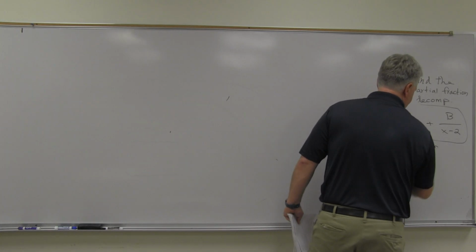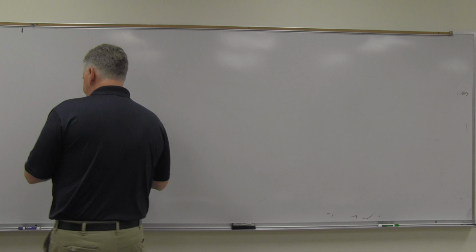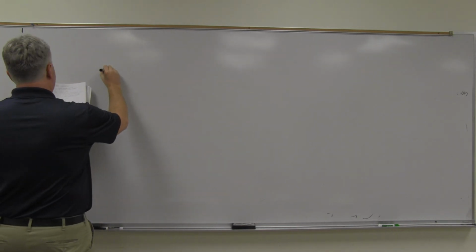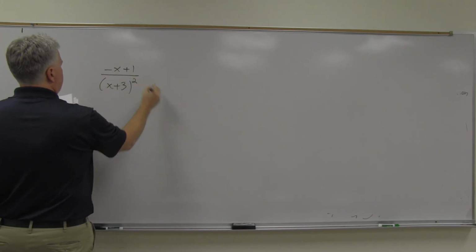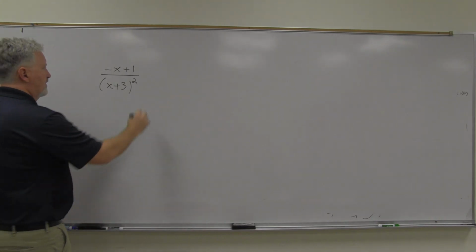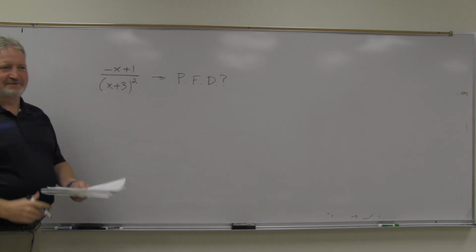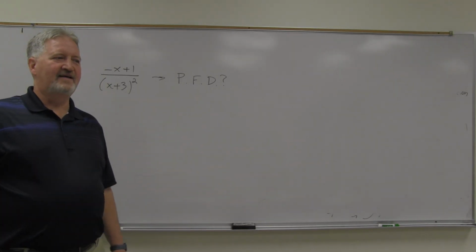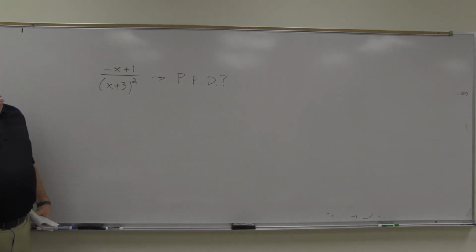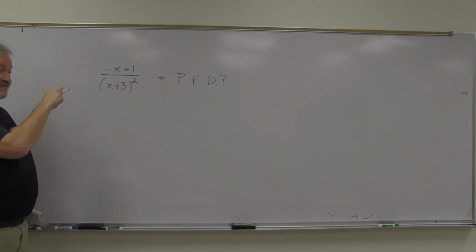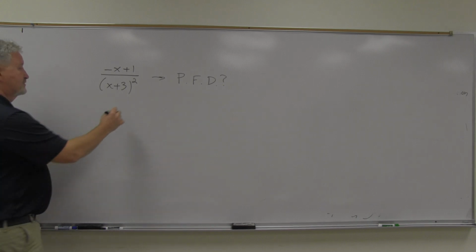So here's the next part to this. All right, so what if we need to do minus x plus 1 over x plus 3 squared? We want to do the partial fraction decomposition, PFD for short. Well, it's already factored for us, but the kicker on this one is that the factor is repeated. It's called a repeated linear factor. Here's what you have to do for that.